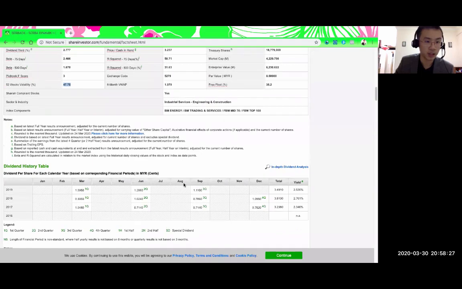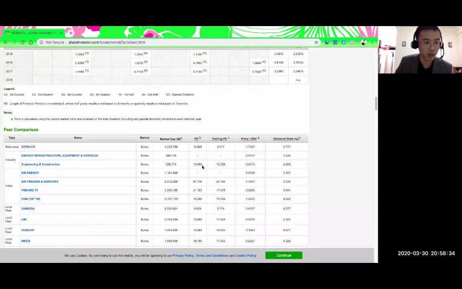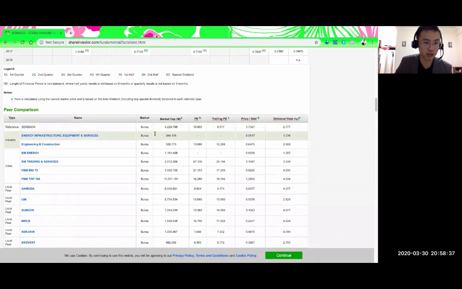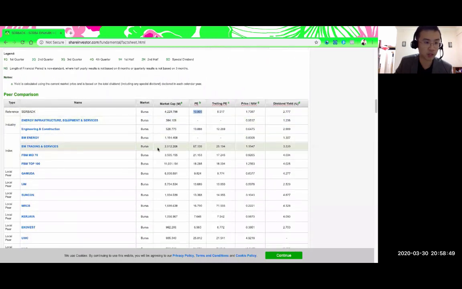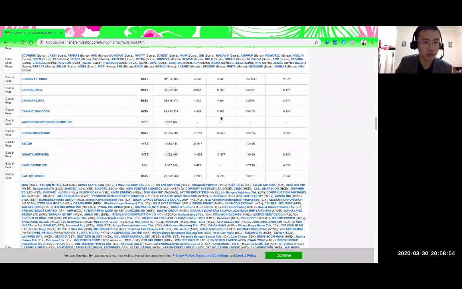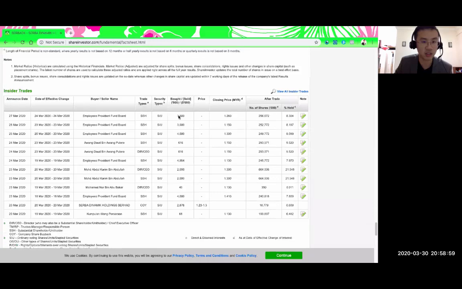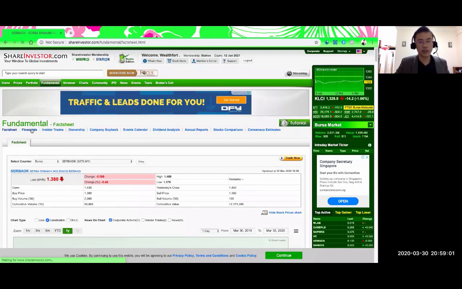And then this is the dividend history table. It will tell you which month they give how much dividend per share, and then it gives you the peer comparison. Serba Dynamic in comparison to the Bursa Malaysia Energy index, the industry PE is about 13 times, while Serba Dynamic is now 10 times, compared to local peers and so on. Here there is also the event calendar, but I will go into this in detail in the subsequent tab. So let's go to financials.